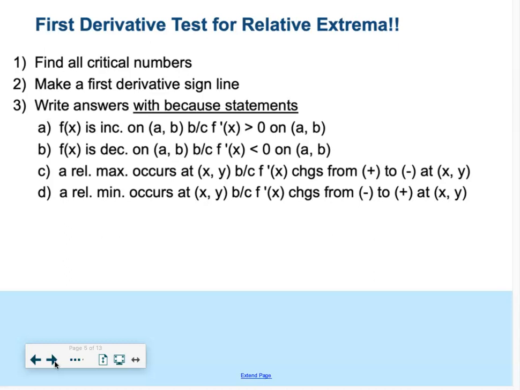When you write your answers, your because statements are your justification. Do not paraphrase the because statements. Do not make up your own because statement. Just copy. Just be a sheep, exactly as it's written. This is exactly what the College Board is looking for. Verbatim. Don't change it in any way.